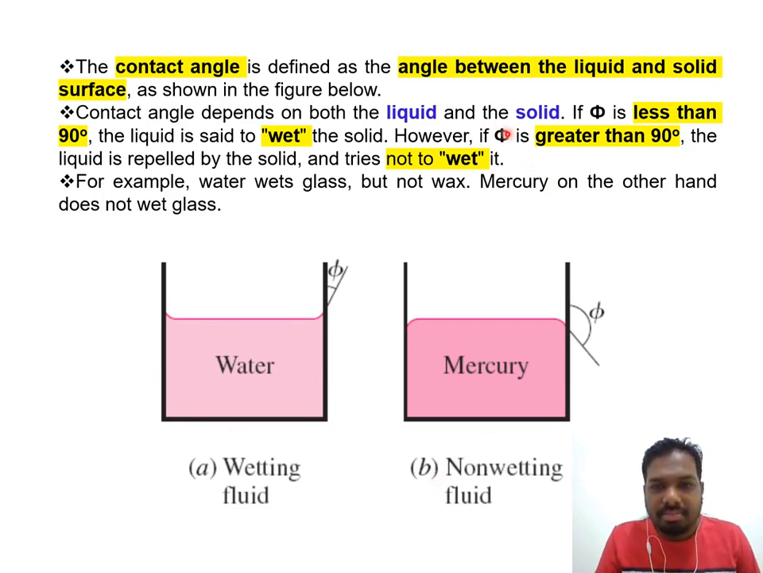If the angle is less than 90, we call it wetting. So from the surface to this angle is less than 90, and we call it a wetting fluid. If the angle is more than 90, we call it a non-wetting fluid. For example, water wets glass, but not wax. Wax will have a different kind of angle, curving down like an N. Mercury, on the other hand, does not wet glass. This mercury you can see in a thermometer.